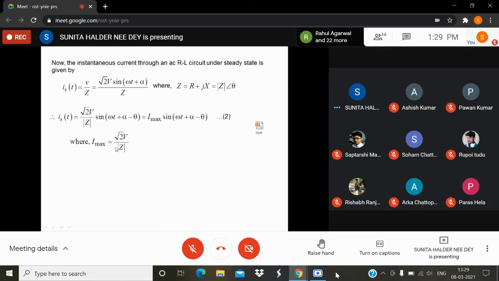Then the steady state current is very easy to calculate. We know root 2 V sin(omega t plus alpha) by Z. Now Z we can write in polar form, magnitude of Z and an angle theta. So that theta obviously changes the phase angle of current. So the phase angle is now alpha minus theta, and the magnitude is root 2 V by Z. Now root 2 V by Z we may assume as I max, because root 2 V by Z will be the magnitude of the instantaneous current. So the steady state current will be sinusoidal, and its maximum value will be root 2 V by Z.